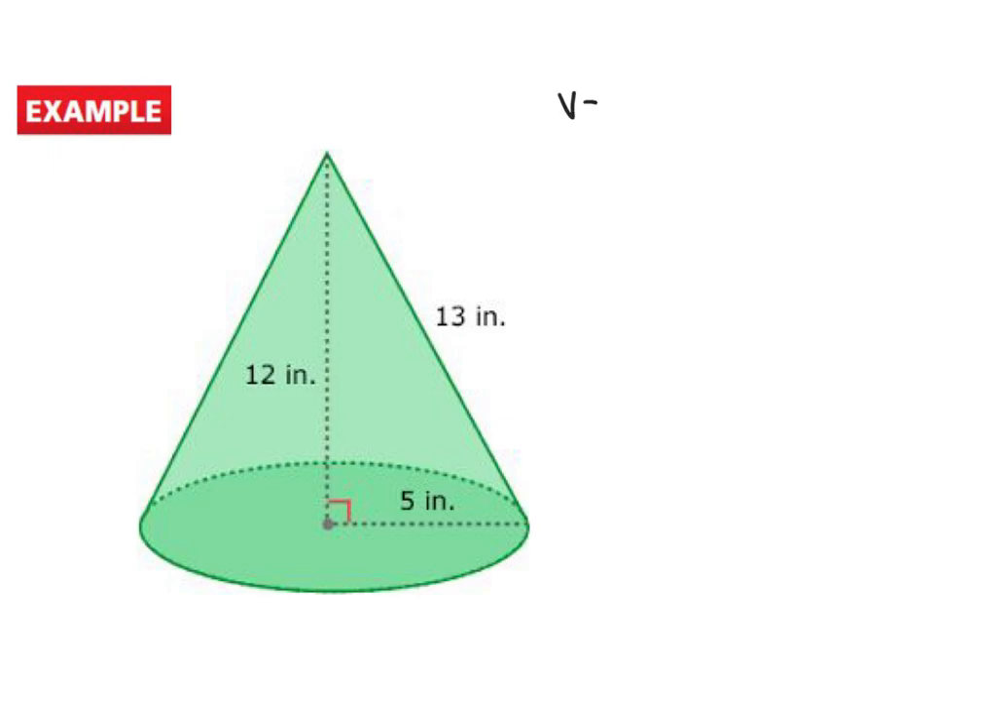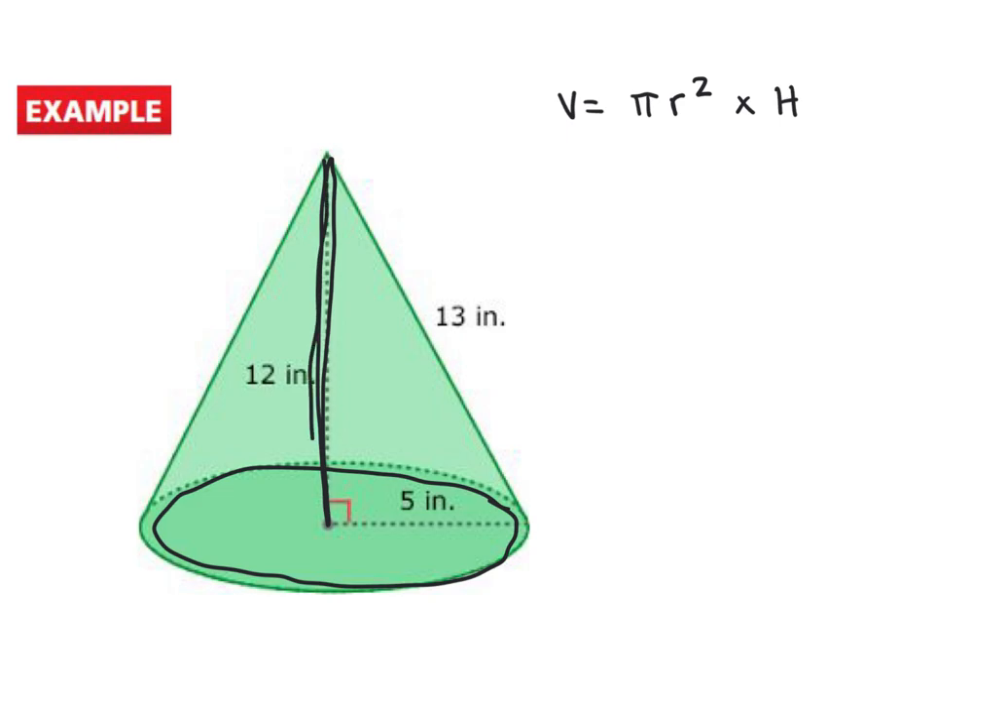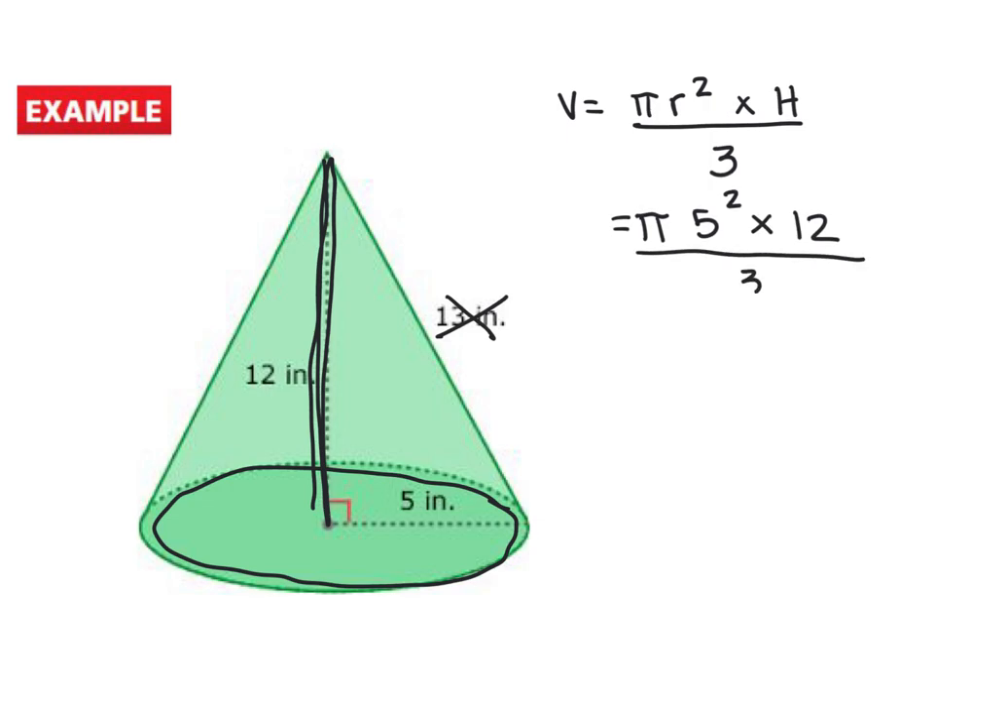So in this first example for you to write down, we have volume equals pi r squared. That's the area of our circular base, times height. And this time we're not doing slant height, we're doing the actual height. And then we will divide by 3. Why? Because it's a cone. So we go pi times the radius, which is 5 squared, times the height, which is 12, not the 13. And we'll divide this whole thing by 3.